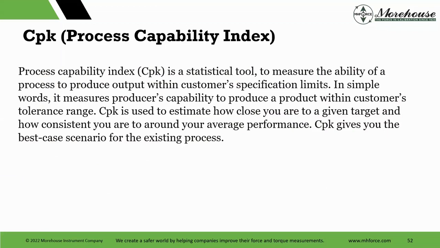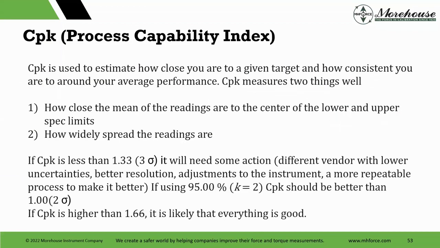It's used to estimate how close you are to a given target and how consistent you are around the average performance. CPK gives you the best case scenario for an existing process. So if we're using this CPK, we can see how close the mean of the readings is to the center of the lower and upper spec, and how widely spread the readings are. In general, this is process control, but we can use this in calibration because it detects the location of the measurement rather well. If the CPK is less than 1.33, it will need some action.